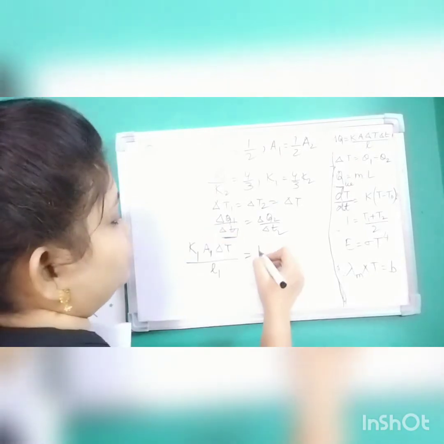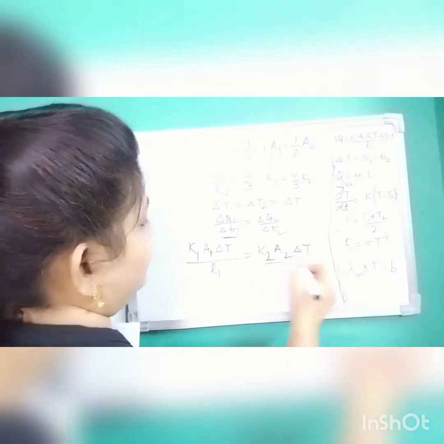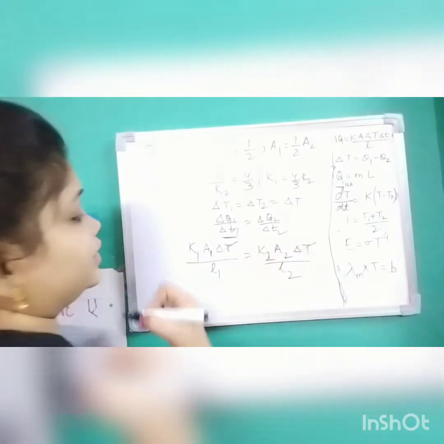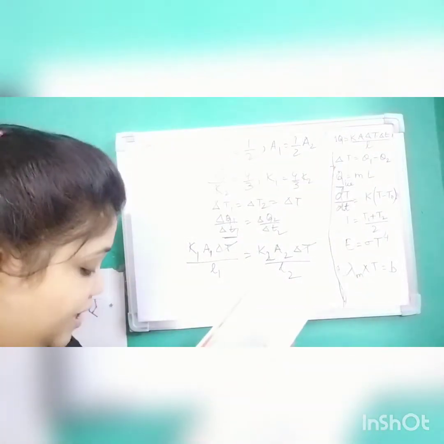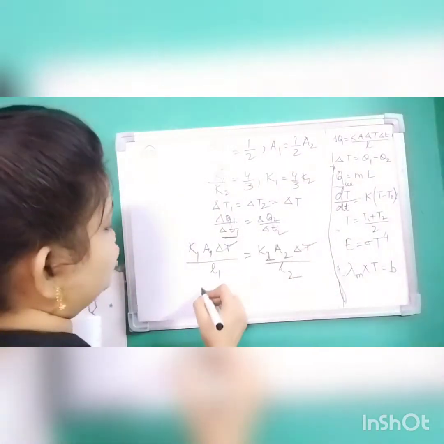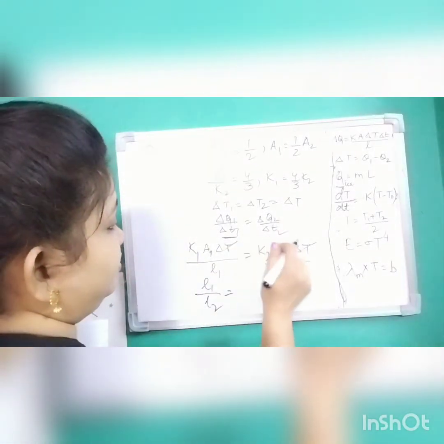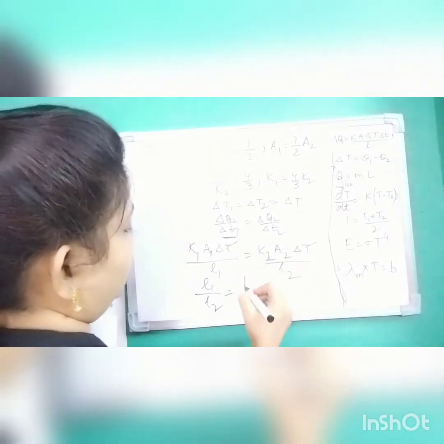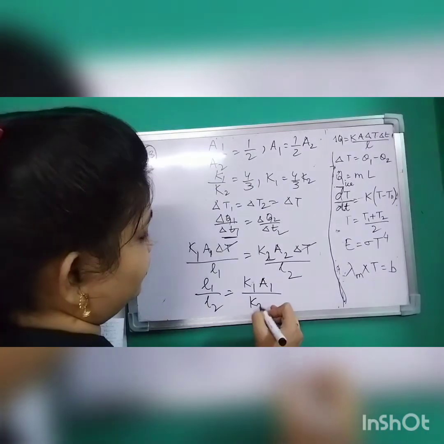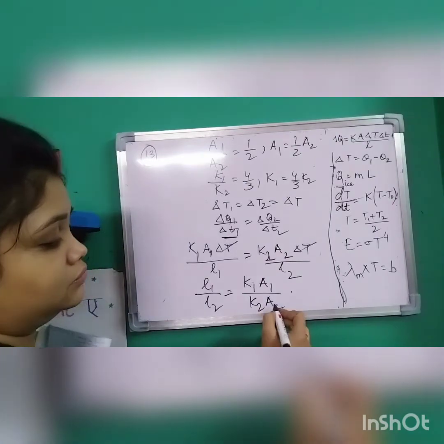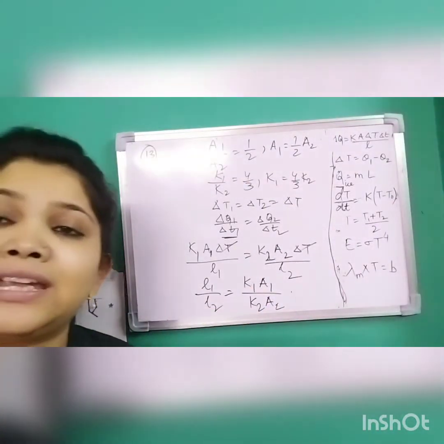L1 is equal to K2 A2 delta T by L2. Delta T gets cancelled. So what do you have to find? The ratio between L1 and L2. So what will L1 by L2 be equal to? L1 by L2 will be equal to K1 A1 by K2 A2.